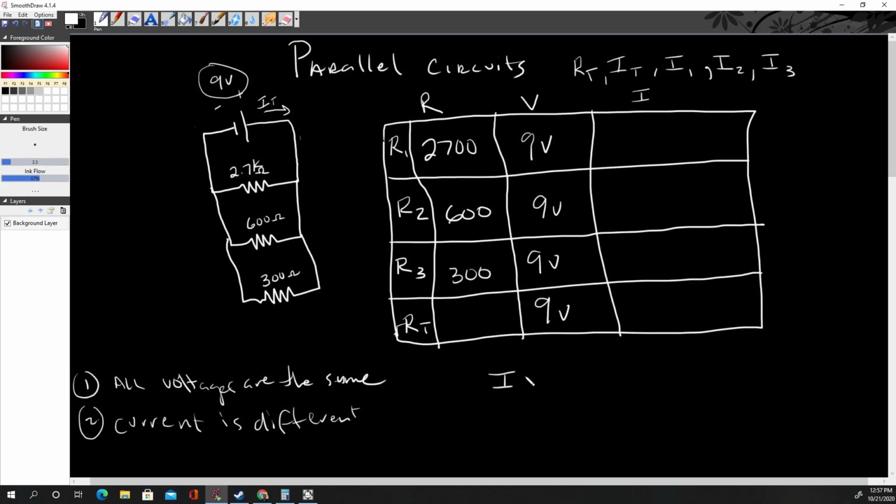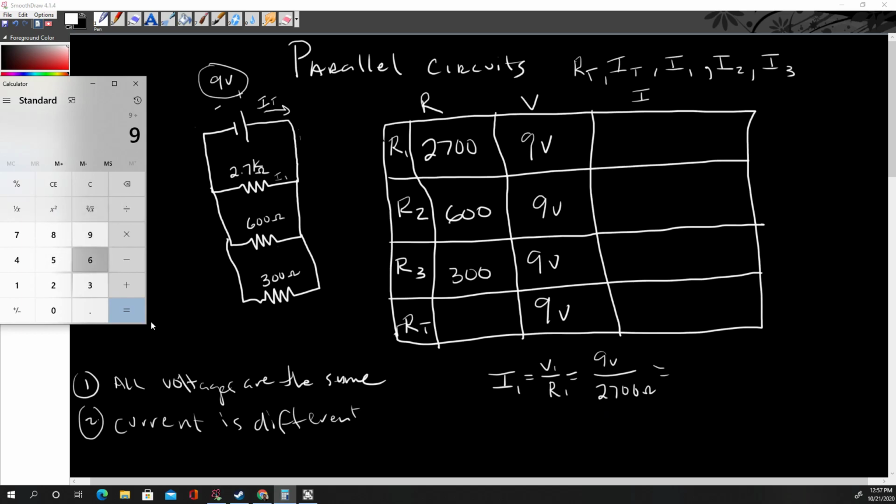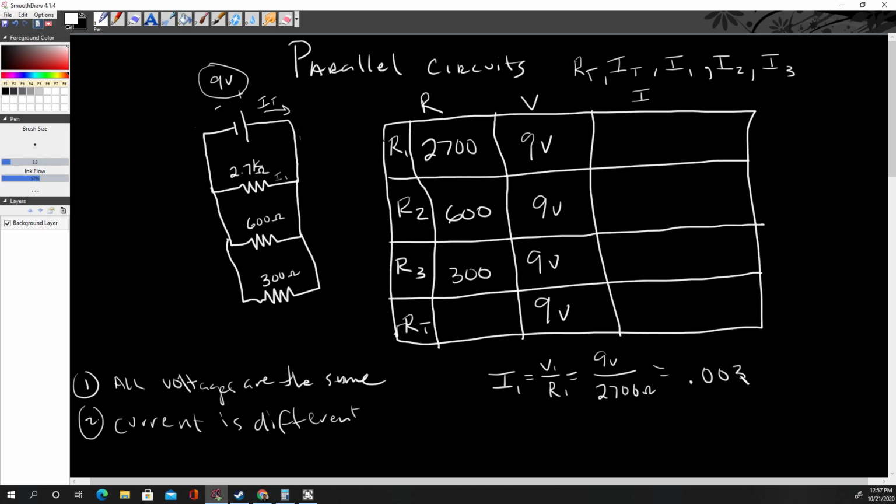So remember that current is equal to voltage divided by resistance. That's just Ohm's law. Specifically, we're going to try to find the current for this one right here. We'll call this I1, the current traveling through this wire, which means I need to know the voltage of one and the resistance of one right here. So 9 volts divided by 2,700 ohms. So 9 divided by 2,700, and we get 0.0033 repeating amps.